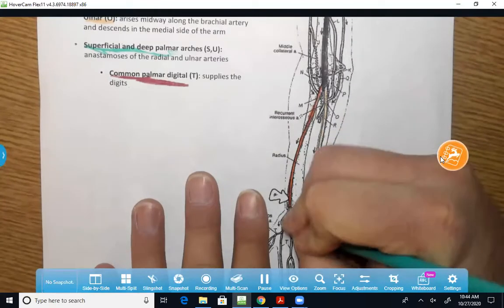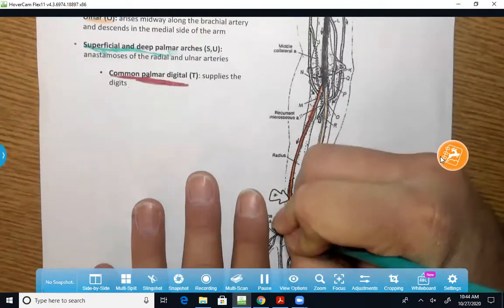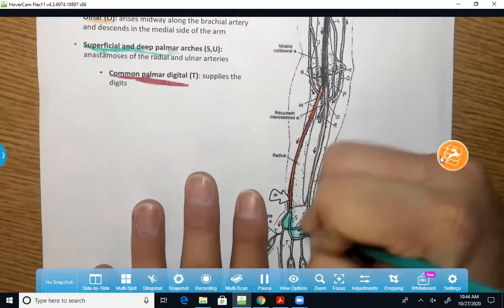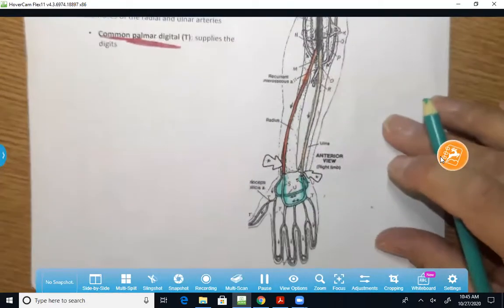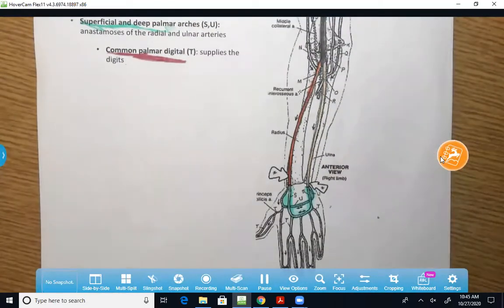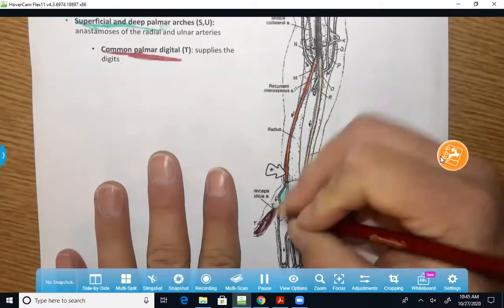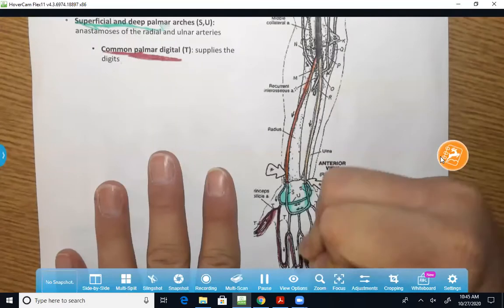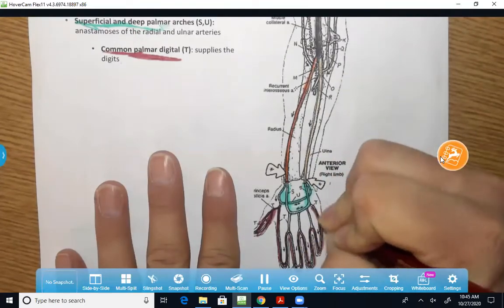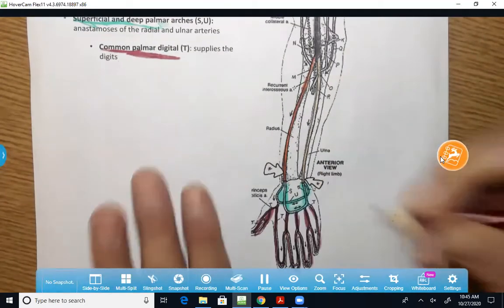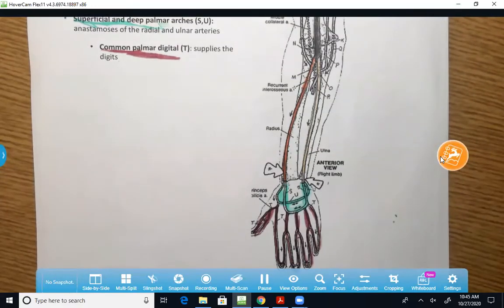They feed these two loops in our hands. Letter S and U. I'm not going to worry about which one's superficial and which one's deep. You just kind of know them together. And then feeding those, or fed off of those, I should say, are your palmar digitals. Remember, your digits are your fingers, so that's where those come from.